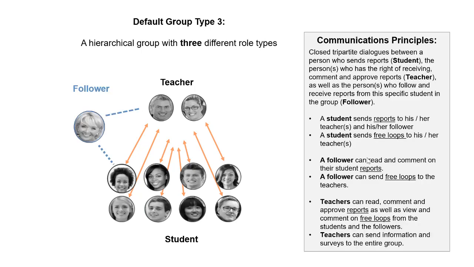And then we have a third type of group. It's a hierarchical group, but with also a third role type, which is basically a follower. It can, for example, be a supervisor at a company. For example, if you're a corporate entrepreneurship student, your supervisor at the company can follow your development at the same time as the teacher is following your development and activities.